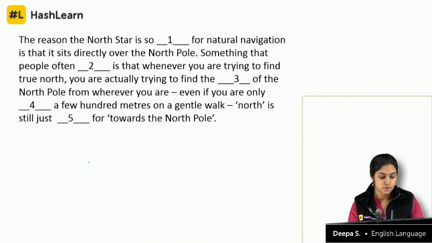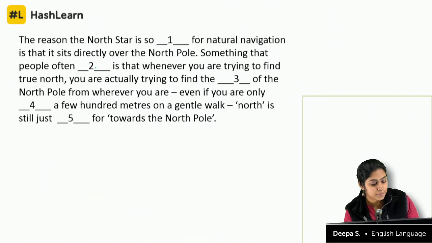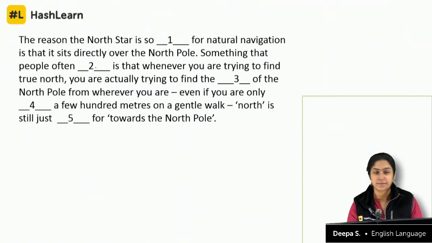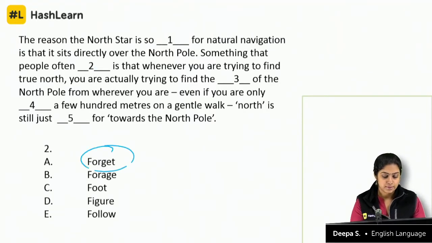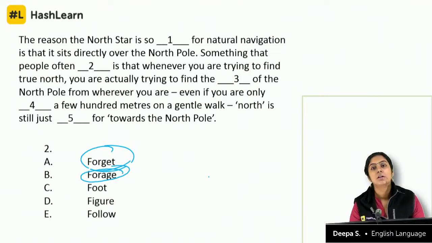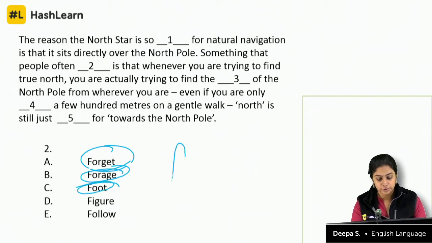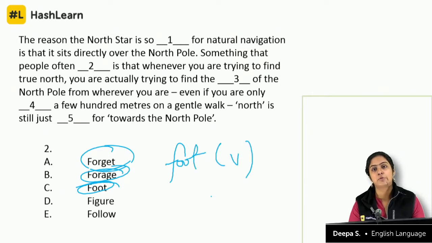Then look at this. Something that people often, we are looking for something that means wonder, etc. They are not sure, uncertain. Forget, forage. We all know what forget is. Forage is to try and find. For example, hunter-gatherers were foragers. They went around the jungles and they looked for food. That is foraging, looking for food, finding food. Foot. We all know the noun foot. What is the meaning of the verb foot?